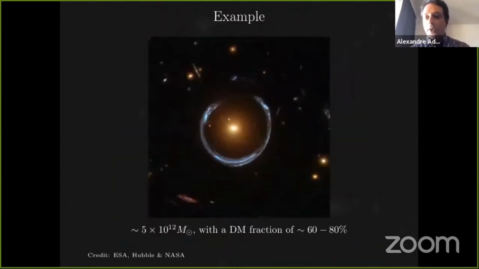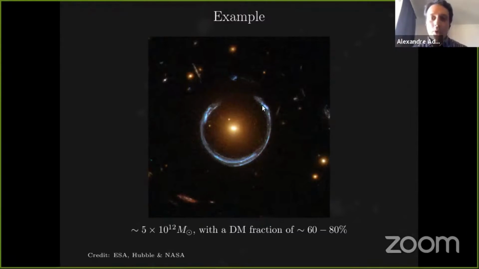A good example of this is this one, where we can see in the middle a massive red elliptical galaxy. You can see here that it will magnify a distant blue galaxy in the background in a shape reminiscent of a horseshoe, almost a full ring.